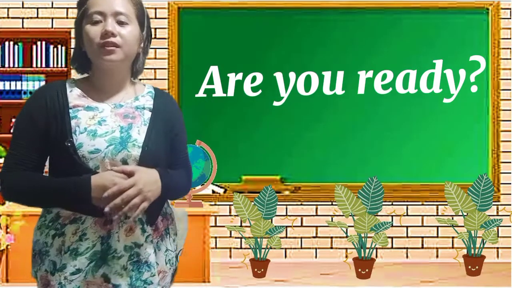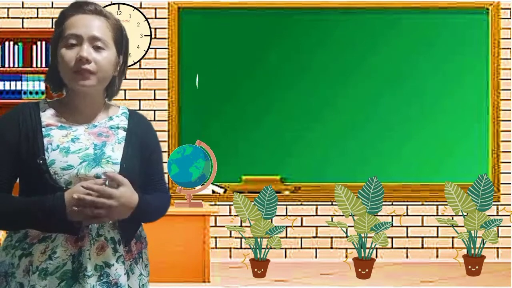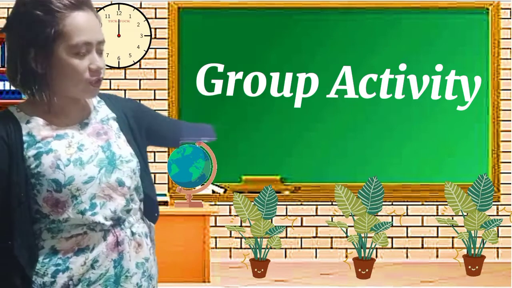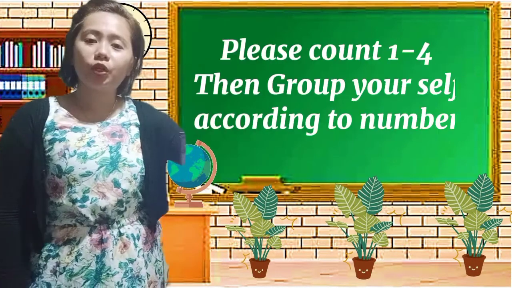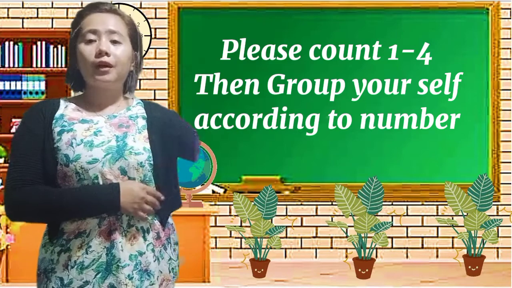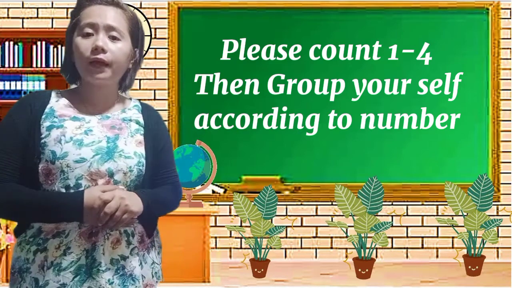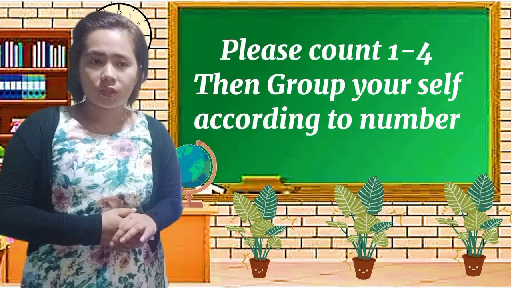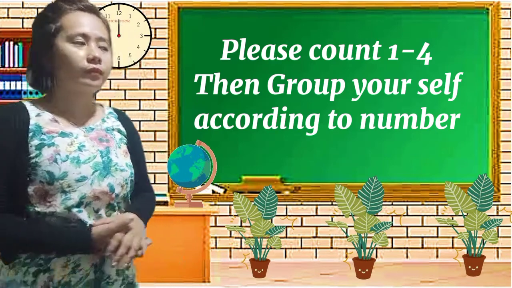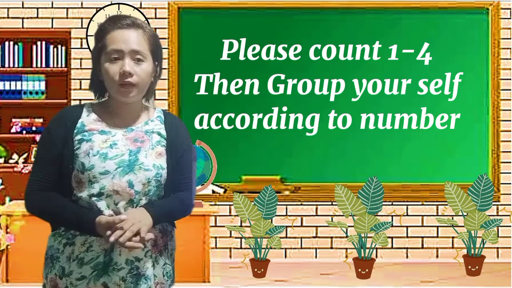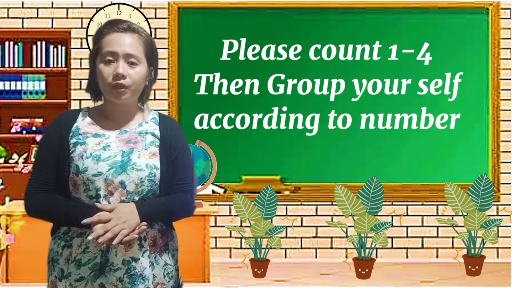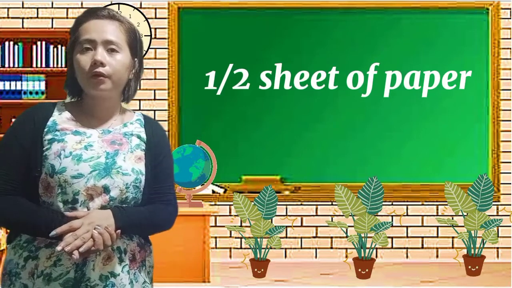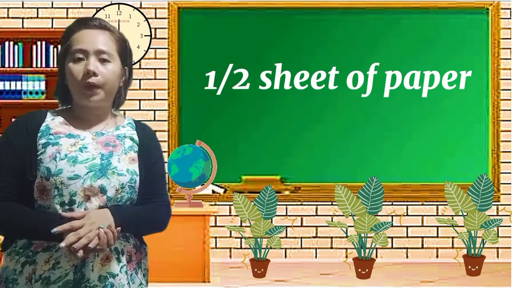Okay, that's good. So, let's begin this with a group activity. Are you ready? I have here the questions. But before that, you will group yourselves. You will count 1 to 4, then group yourselves according to your numbers. So, let's start. Did you group yourselves according to your numbers? Very good. Then, please prepare a 1/2 sheet of paper.